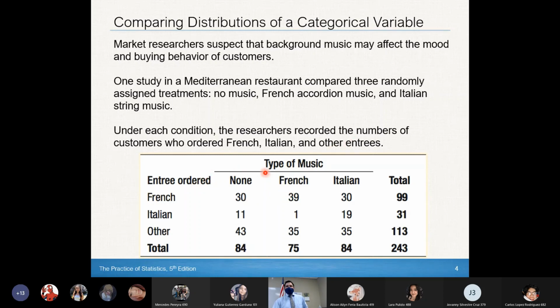All right, so their type of music is essentially the treatment in our experiment. And then we have the categories of French, Italian, or other, as far as the entree ordered.